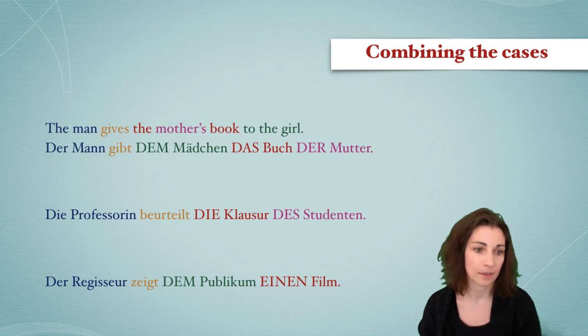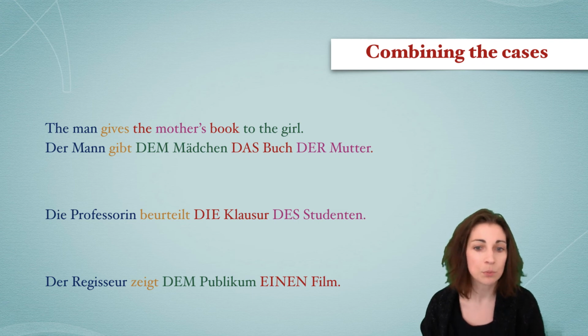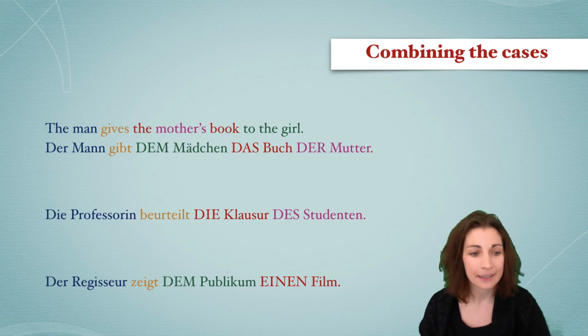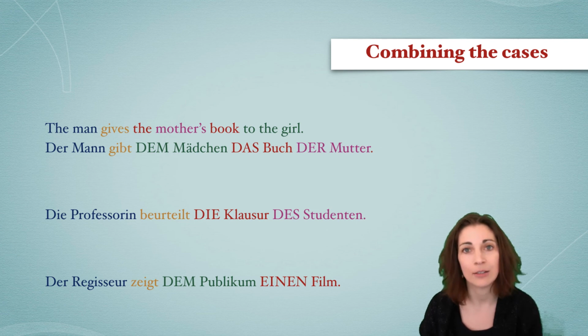One more sentence. Der Regisseur zeigt dem Publikum einen Film. Again, der Regisseur zeigt, to show, dem Publikum, that's the audience, a film. What is directly affected? Ein Film. Einen Film, accusative.